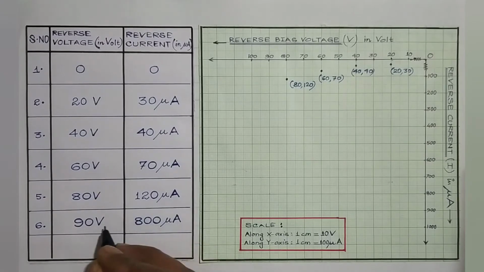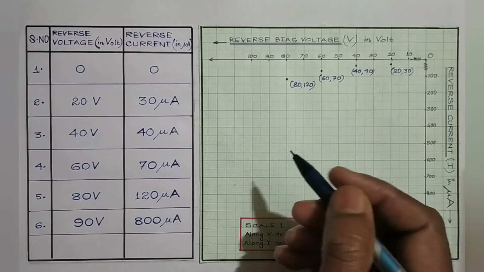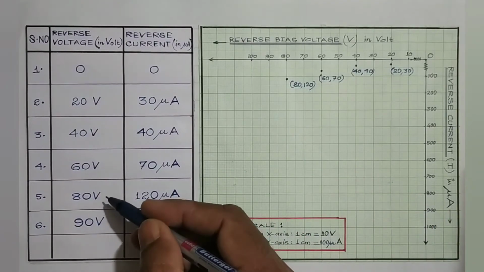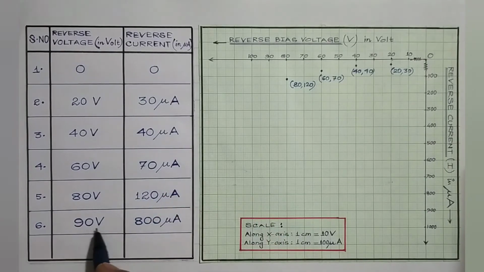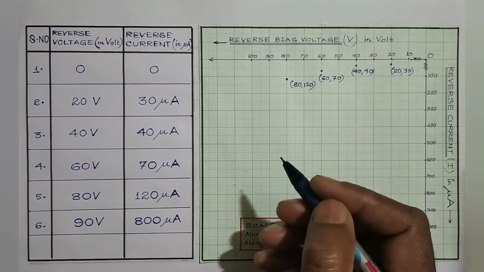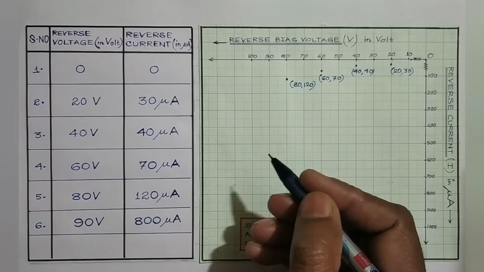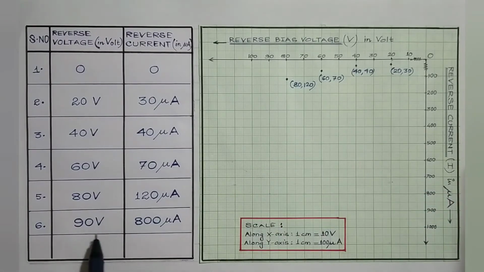So here you can see the current increases abruptly, isn't it? Actually, when the reverse bias is made large or very high, suppose it is made to 90 volt, that's a very high value. In that case, all the covalent bonds near the junction break and a large number of electron-hole pairs are liberated, and as a result, the reverse current increases abruptly. As you can see, corresponding to 80 volt, it was only 120 microampere. Now corresponding to 90 volt, it is 800 microampere, right?